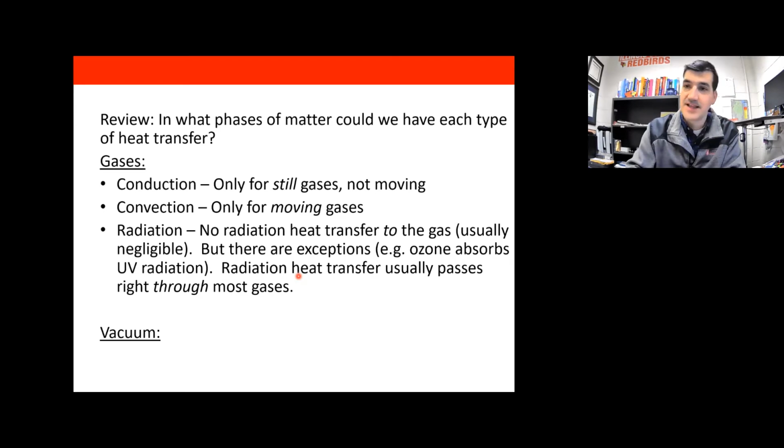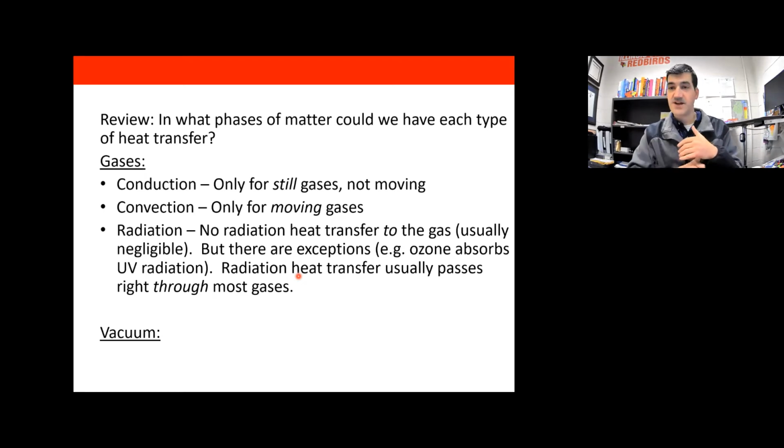Vacuum, like in space, that's the last thing that we can talk about. That's easy. Is there conduction through a vacuum? No, because there are essentially no molecules, and conduction heat transfer needs adjacent molecules. Is there convection in a vacuum? No, because once again, there's no molecules, and convection relies on the molecules moving around to transfer their thermal energy.